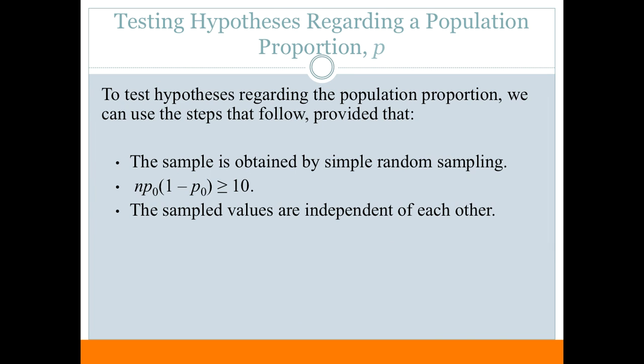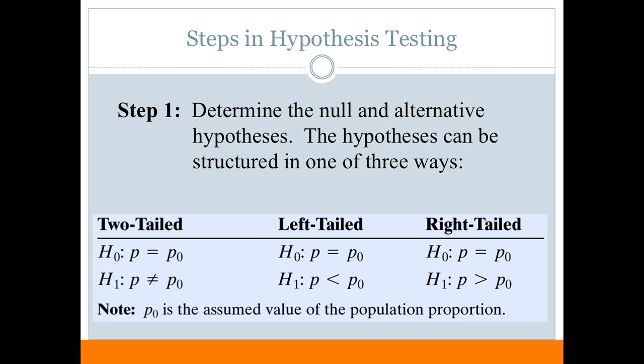So in order to test hypotheses regarding a population proportion, we have to have these same three things happen. The sample is obtained using simple random sampling, n times p naught times 1 minus p naught is greater than or equal to 10, and the sampled values are independent of each other. So the very first step, before we actually look at any numbers, we're going to go through all of the steps, and then we'll go through all of the steps again in the context of a problem. And I will also show you how to do this using StatCrunch.